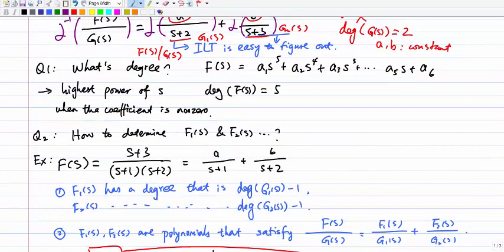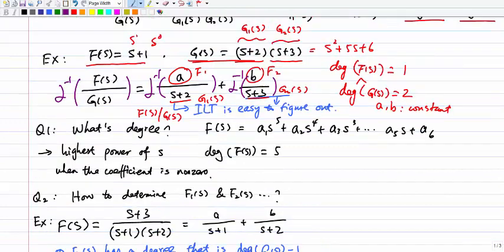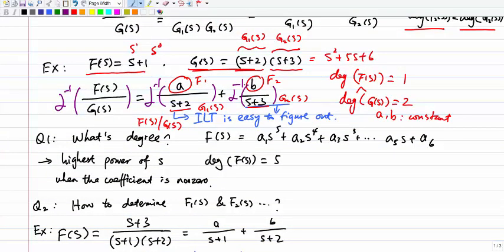The key idea is that I've talked about how to do it, but I haven't talked about how to figure out A and B. If I figure out A and B, I'm done. Now let's talk about how I determine these F1(s), F2(s), etc. Meaning, for example, how do I figure out A and how do I figure out B?